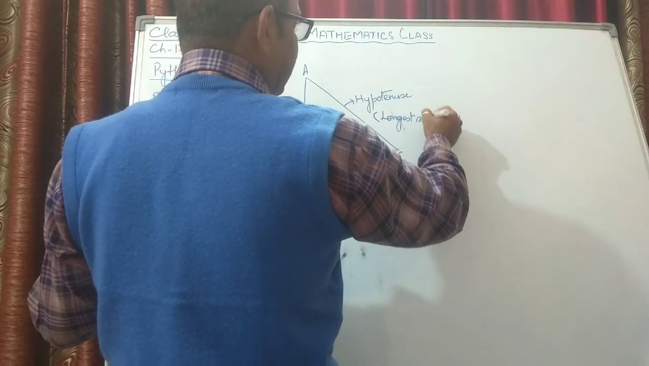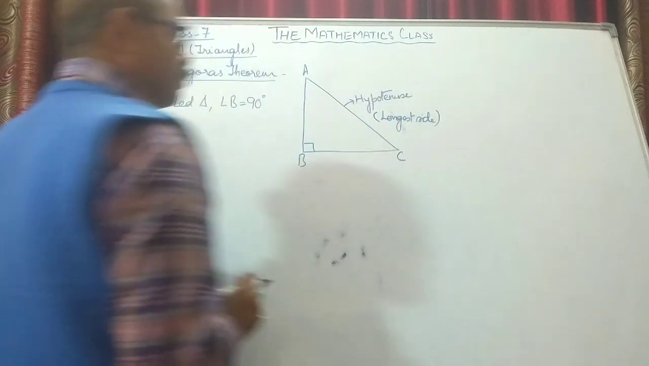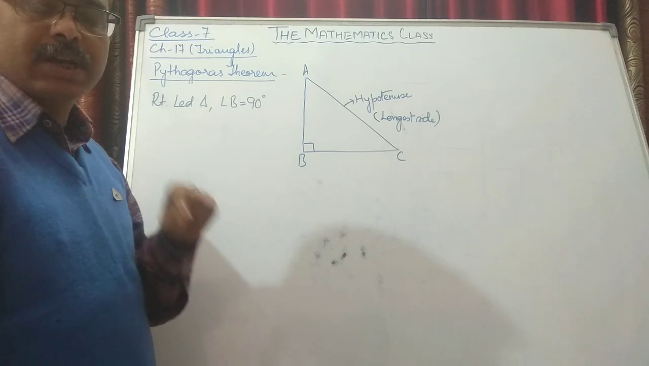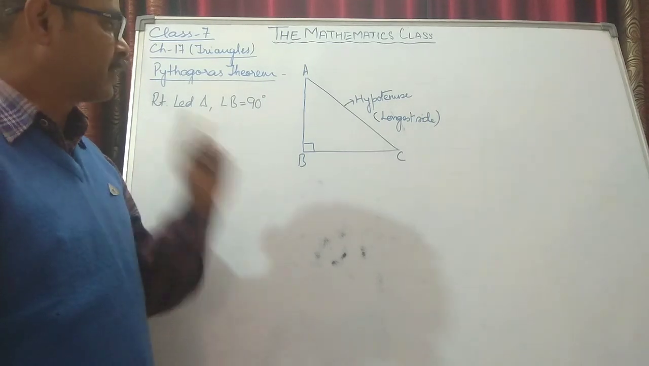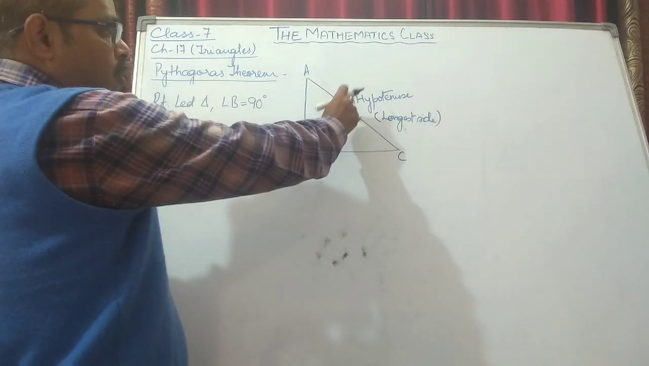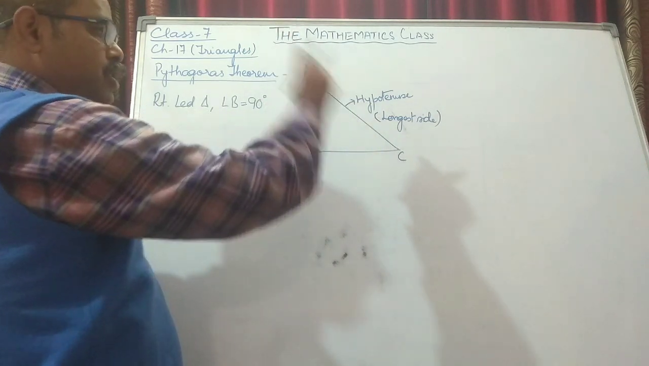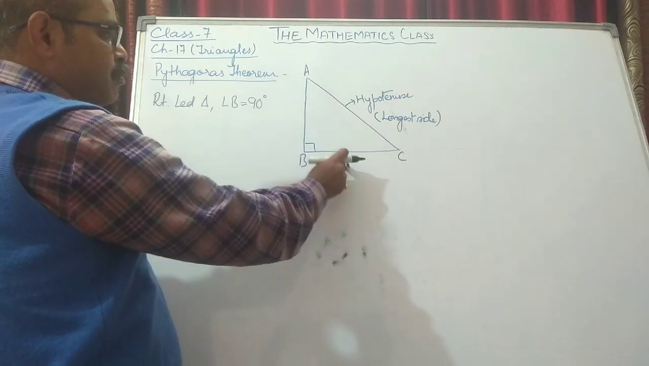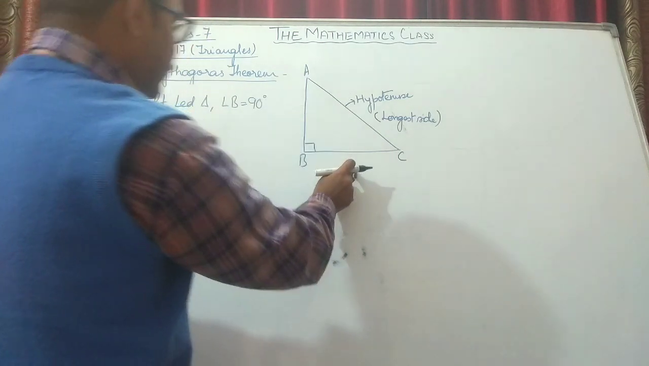Longest side in a right angle triangle. Always. Please remember that hypotenuse is always the longest side in a right angle triangle. So what is Pythagoras theorem? That square made on hypotenuse is equal to the sum of the squares made on other two sides.